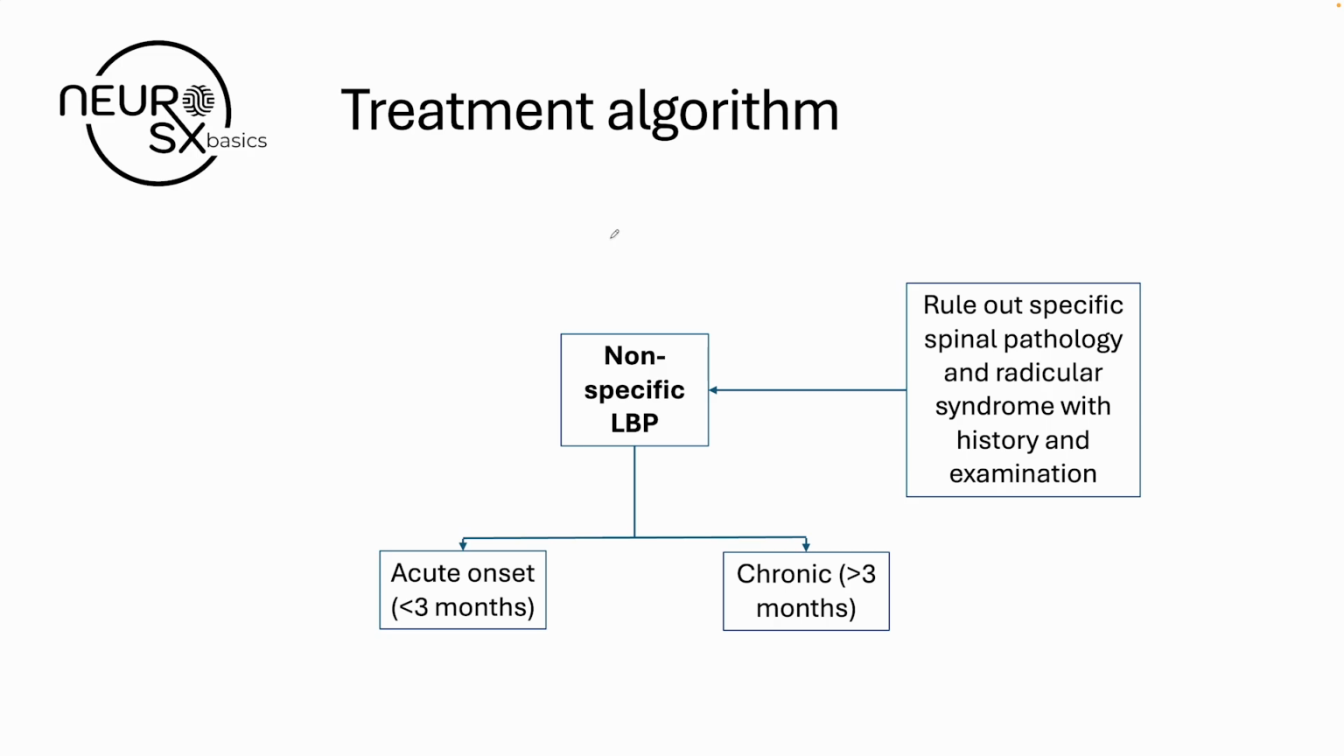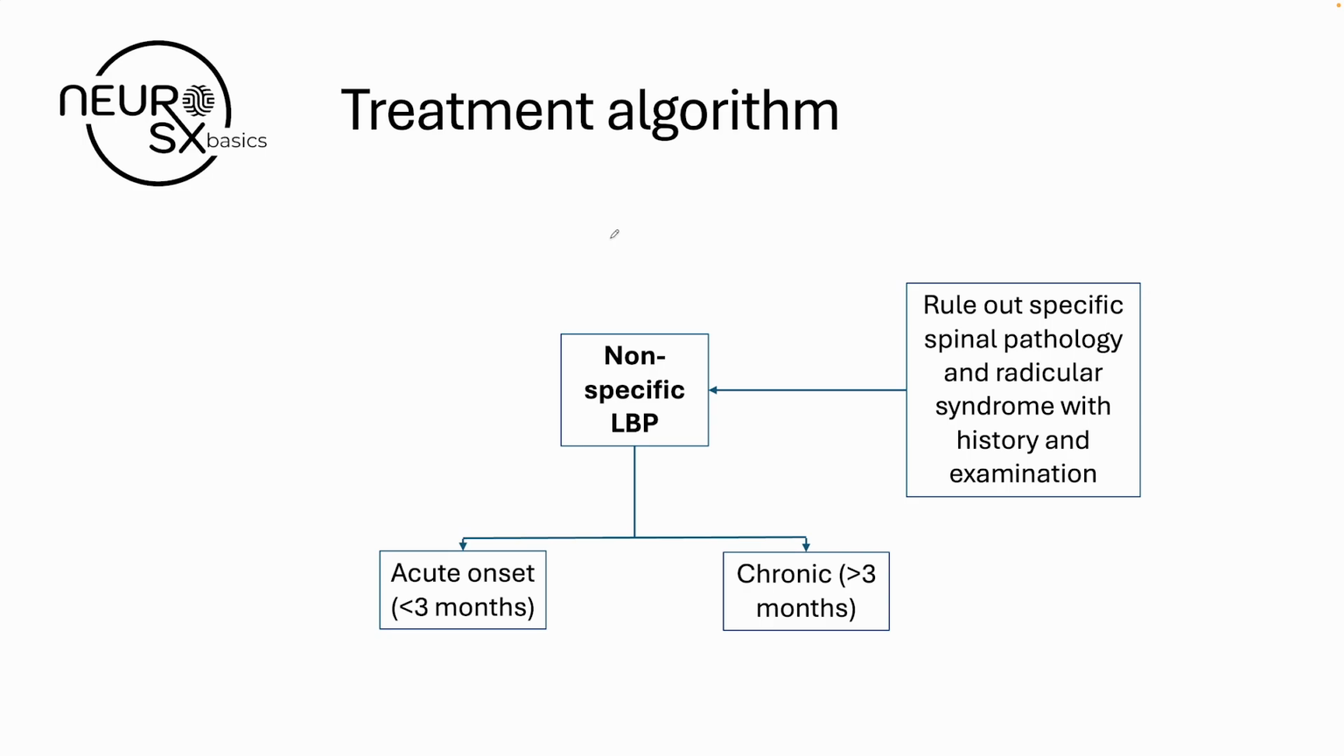Now we'll discuss the treatment algorithm for non-specific low back pain. Remember, non-specific low back pain is a diagnosis of exclusion, and you have to rule out specific spinal pathology and radicular syndrome with history and examination. Non-specific low back pain has to be treated differently for acute onset and chronic or persistent onset. Acute onset is defined as less than 3 months duration, and chronic onset is more than 3 months duration of symptoms.